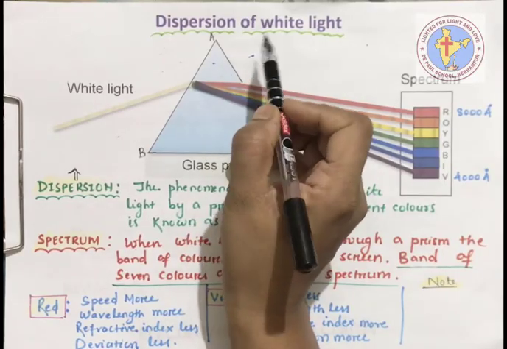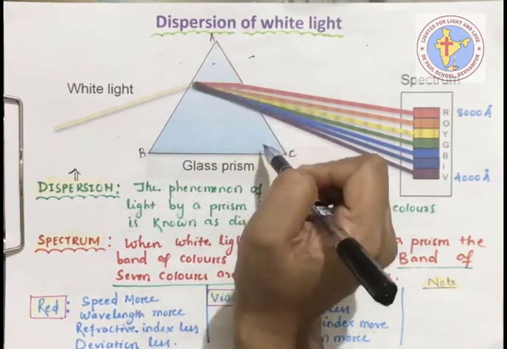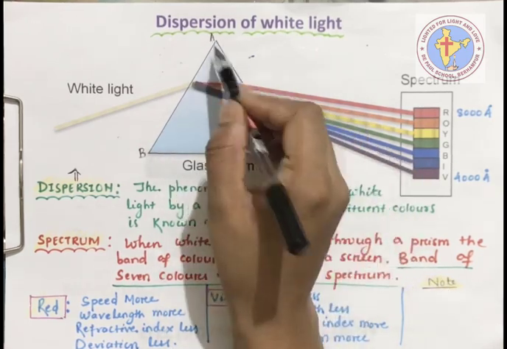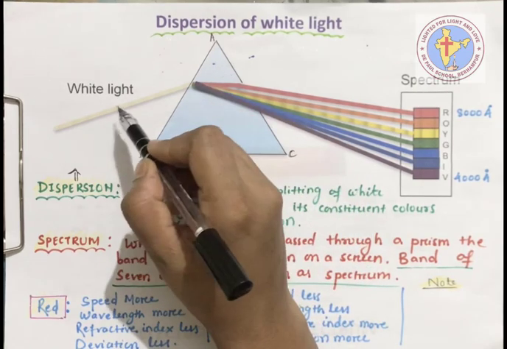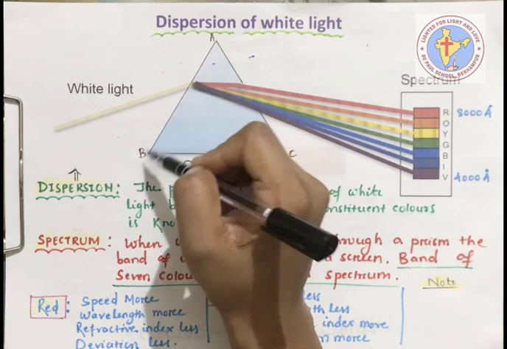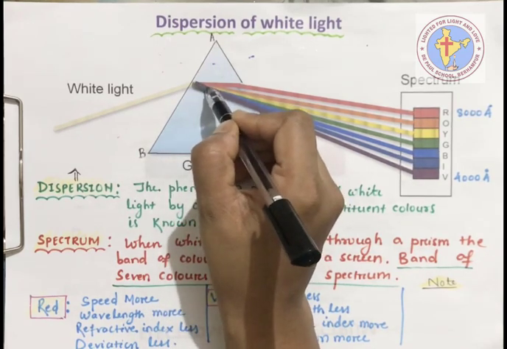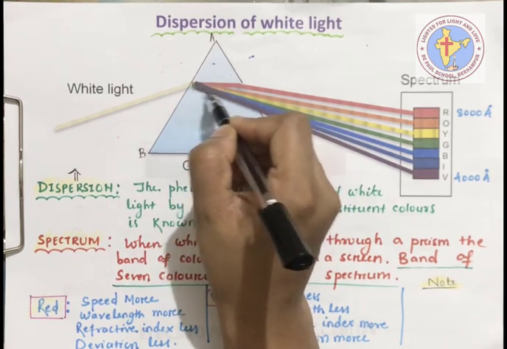Our next topic is dispersion of white light. This is your triangular glass prism. This is your white light. Now AB and AC are two refracting surfaces of this glass prism. Now what happened, children? When this white light strikes this refracting surface AB, you can see very clearly 7 colors. So this white light is getting split into 7 colors.